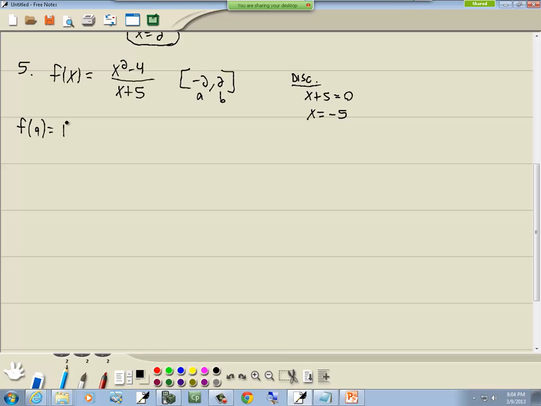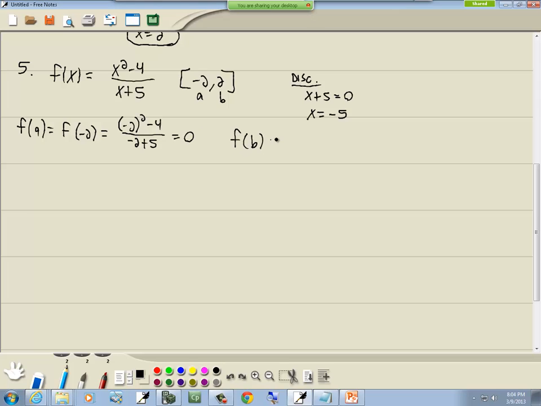f of a equals f of negative 2. So we'll put negative 2 in for the x. So we've got negative 2 squared minus 4 over negative 2 plus 5. Now negative 2 squared is 4. 4 minus 4 gives me 0. And 0 over the 3 would give us 0.